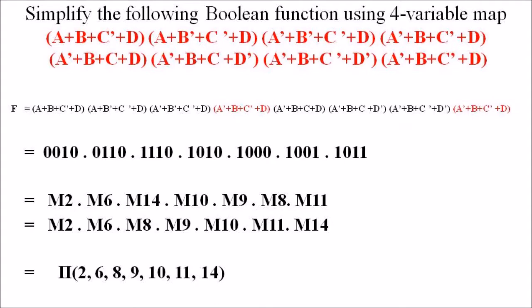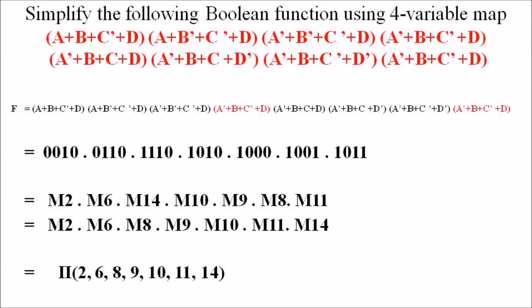Here in this given function, the 4th and the 8th term are just repeating, and as per our Boolean laws, if a variable is ANDed with the same variable, we can avoid the second term, or just write it one time. That is, A into A is A itself. So we can avoid the repetition and write the 4th term only one time, that is A' + B + C' + D.